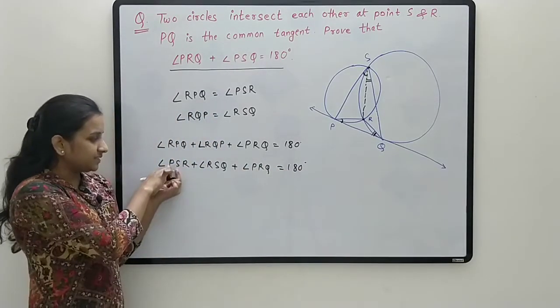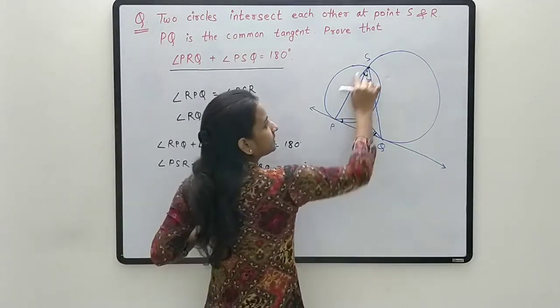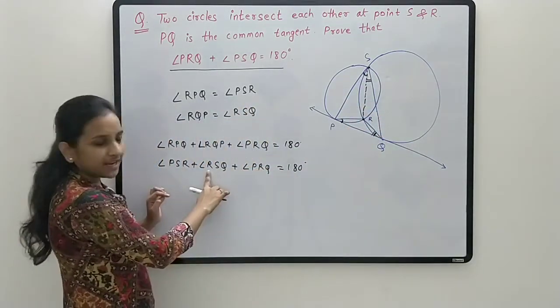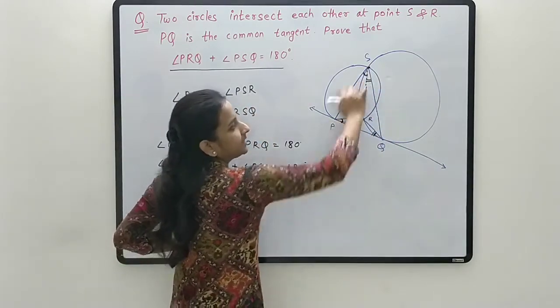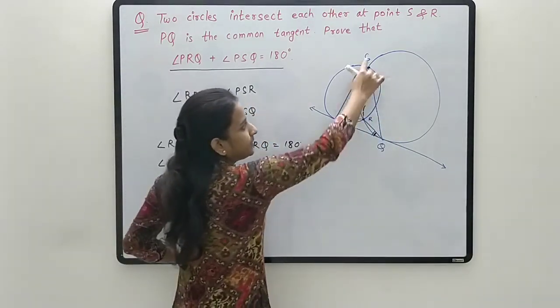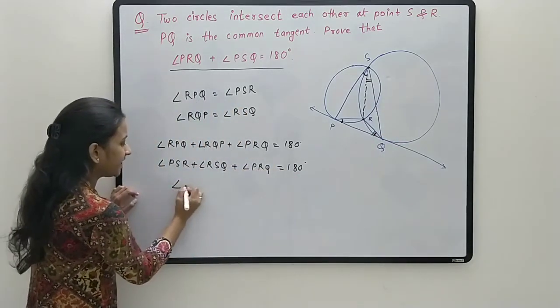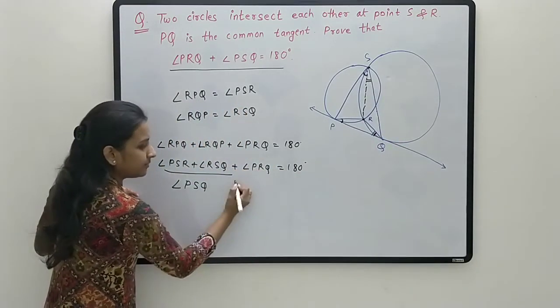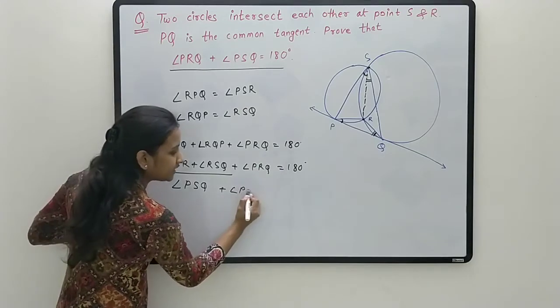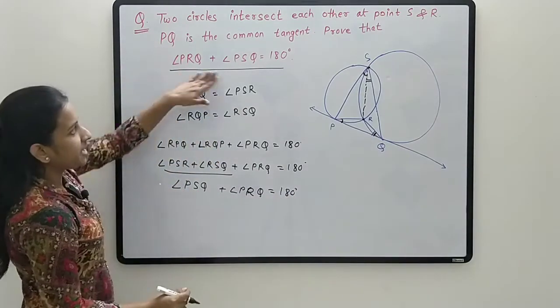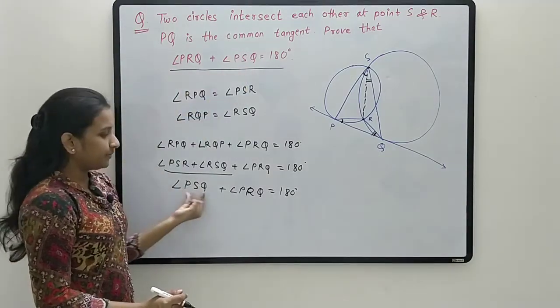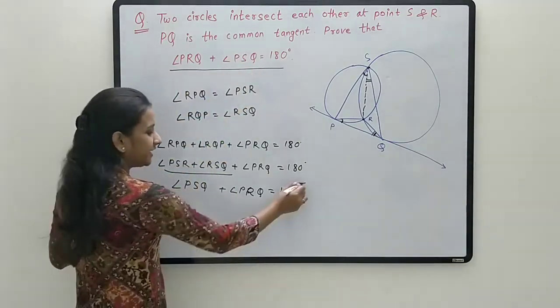Now see, this is angle PSR, this angle, plus angle RSQ, this angle. So this angle plus this angle is the combined angle PSQ, right? So we can write angle PSQ plus angle PRQ is equal to 180 degrees. So we have proved this: angle PSQ plus angle PRQ is 180 degrees. Understood?